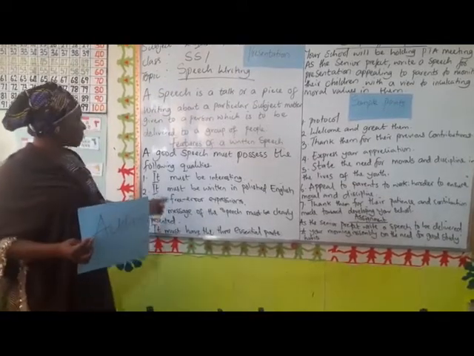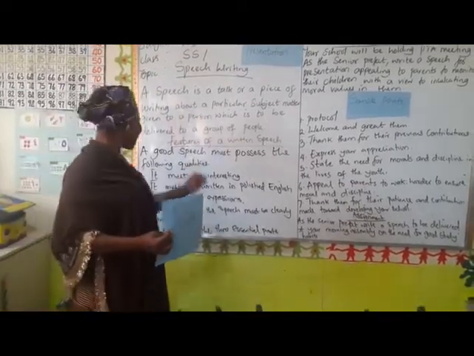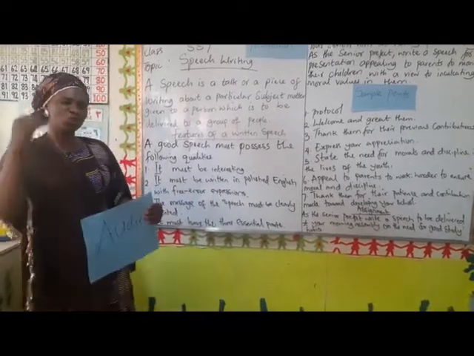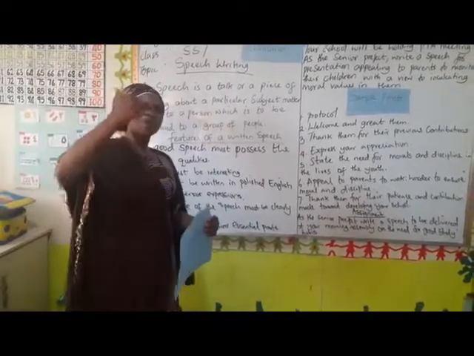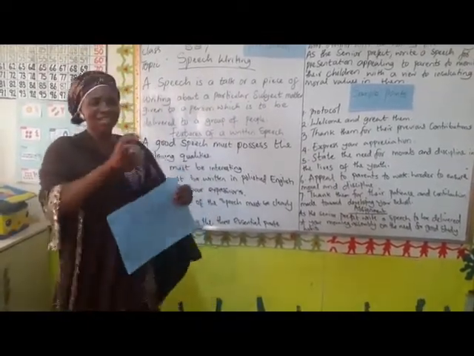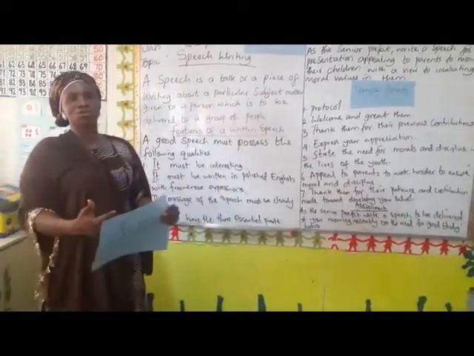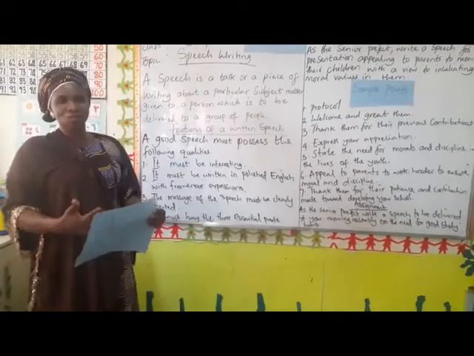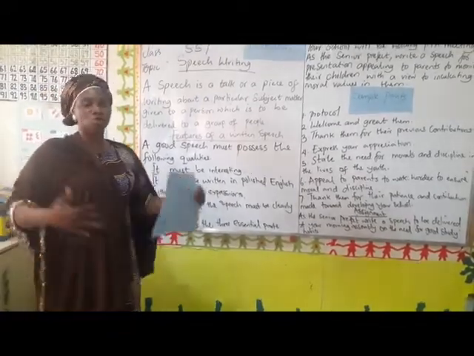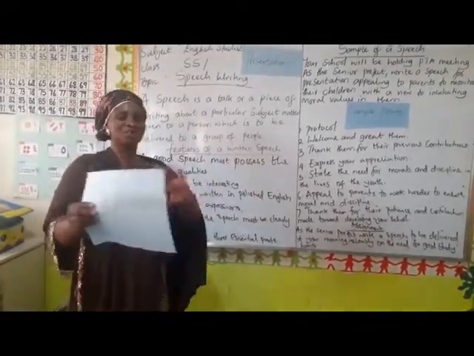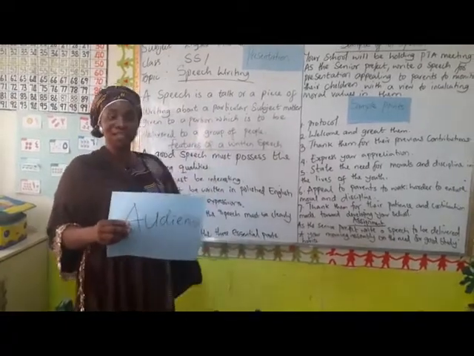Now, number 3, the message of the speech must be clearly presented. That's to say that your speech should be organized. You should arrange it in such a manner that one idea should transit into the other idea. There should be connection between your ideas. Whatever ideas you want to express, it should be connected. It should not be disorganized. It should be orderly arranged.